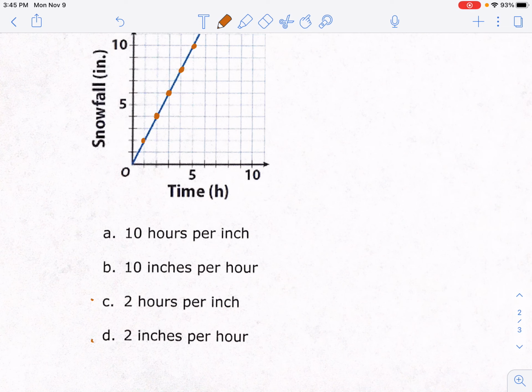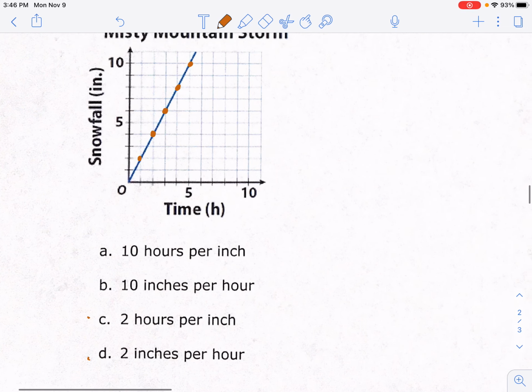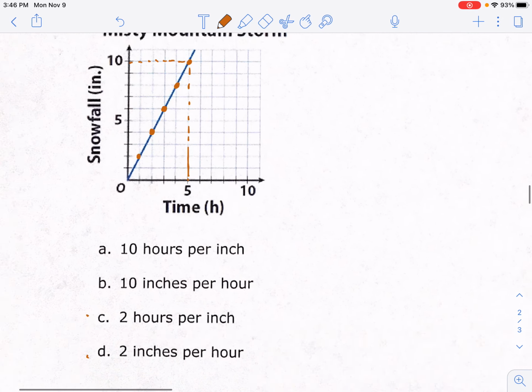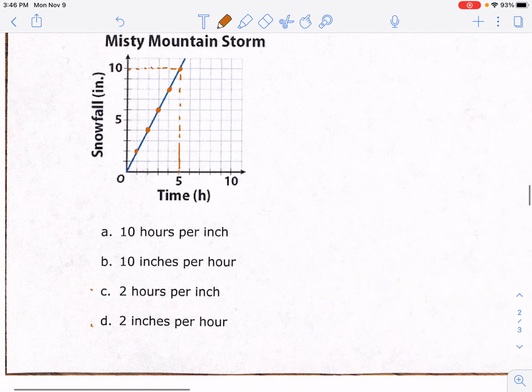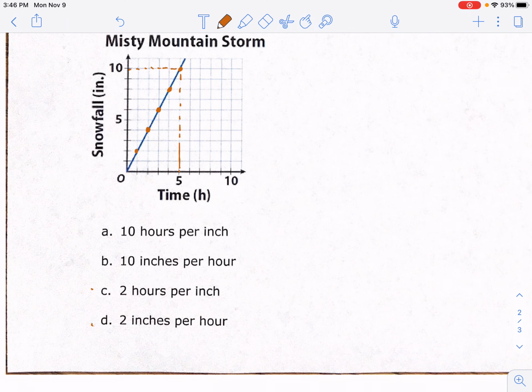So let's do the one that's the easiest to find the labels for. I'm liking this one because I see the 5 and I see the 10. I don't have to do any guesswork about what number it is. Since I'm looking for snowfall in inches and hours, I'm looking for inches per hour.